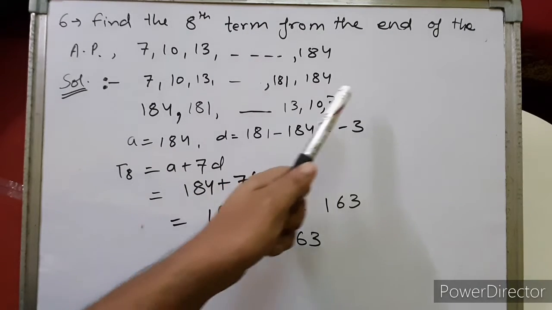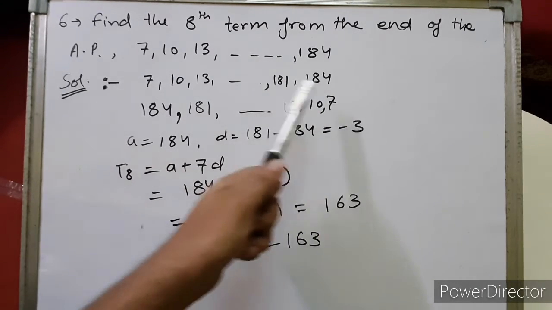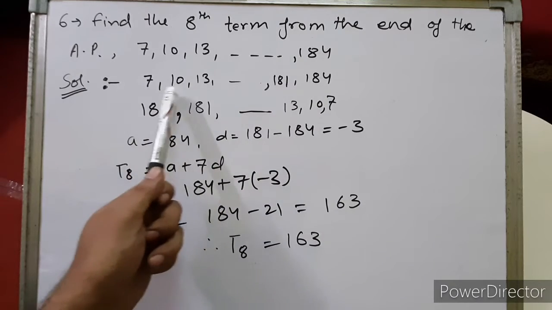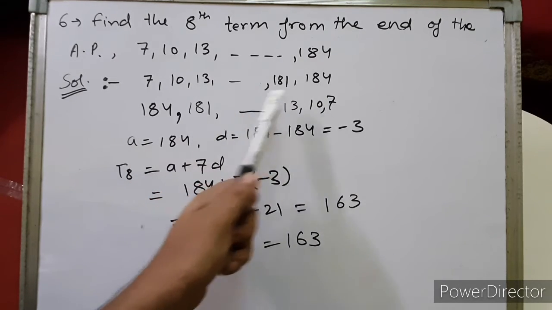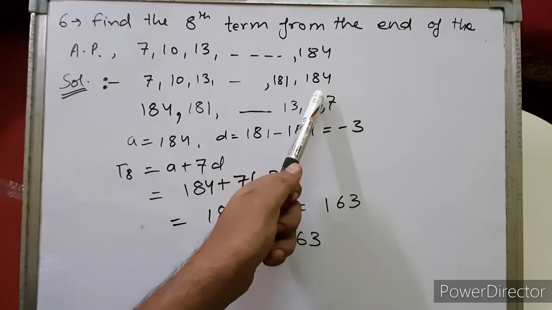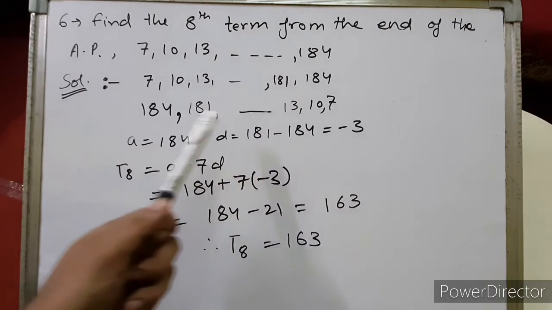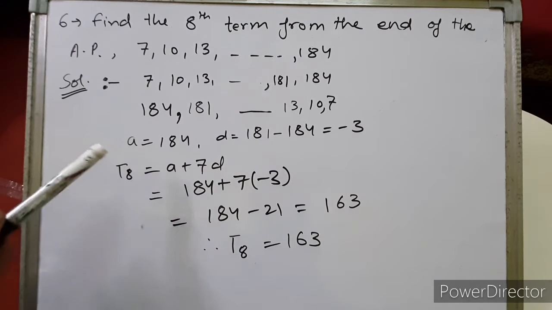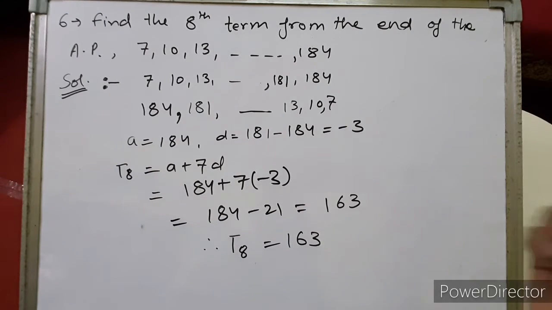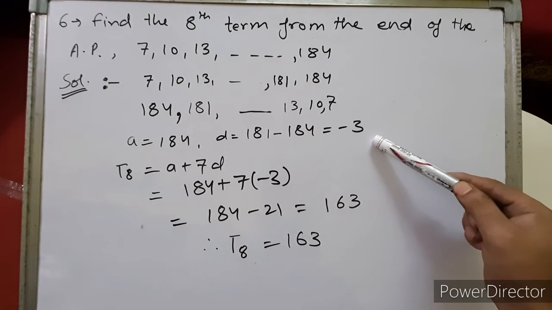We have started the series from the back. From here, the first term is 7, 10, 13. If we start the series from the other end, the first term will be 184, 181, 178 and so on up to 13, 10, 7. So in this series, the first term is 184. The common difference D will be 181 minus 184, it will be minus 3.